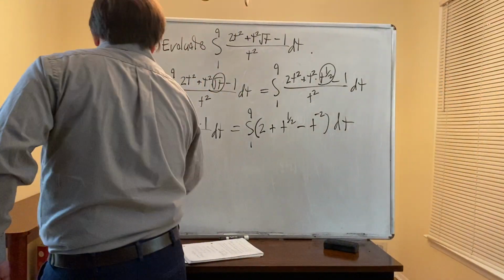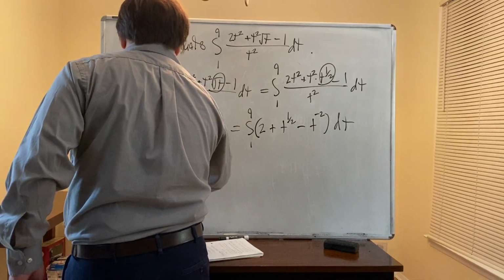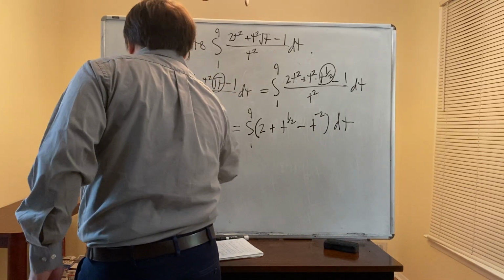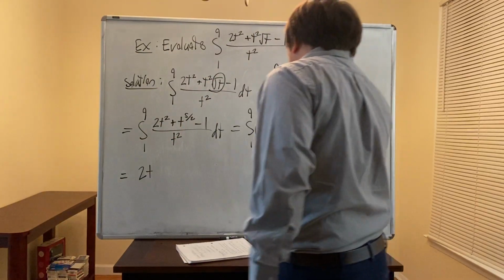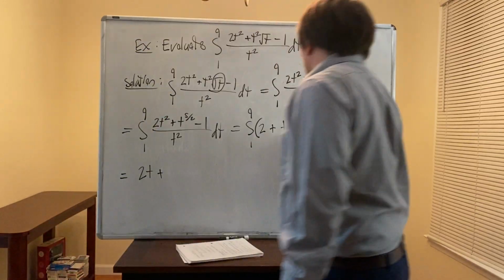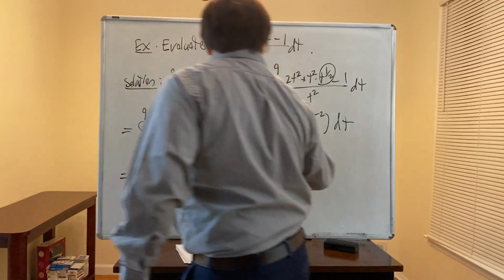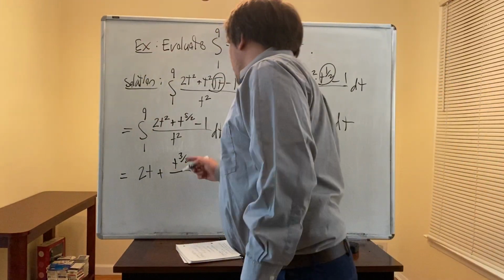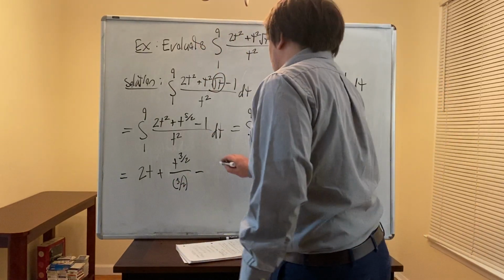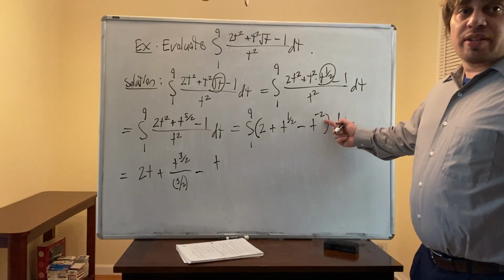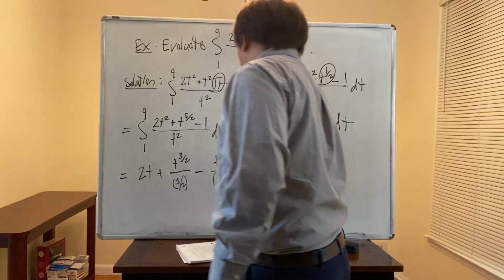Okay, and now let's just integrate. An antiderivative of 2 is 2t, evaluated from 1 to 9. Actually, let's just write an entire antiderivative here. So 2t, then t to the 1/2. Well, when you integrate, what you do is you add 1 to the exponent. So you get t to the 3/2, because 1/2 plus 1 is 3/2. Then divide by the new exponent, so divide by 3/2. Minus t to the negative 2, add 1 to this exponent, negative 2 plus 1 is -1. And then divide by the new exponent, which is -1.